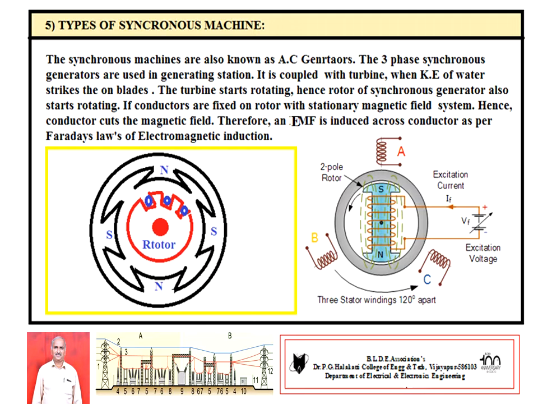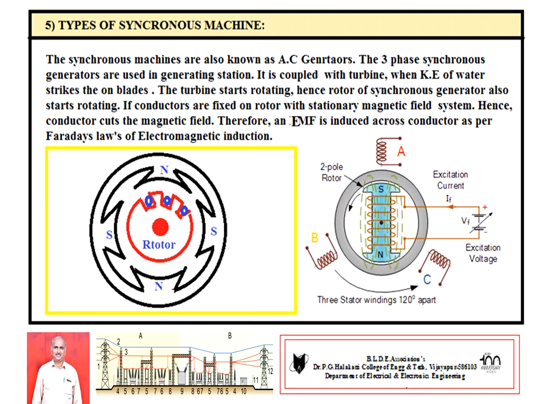because it is more advantageous. In all power generating stations, such types of alternators are used. Again, what are the types of poles? We have two types of rotors, and respectively two types of synchronous machines: salient pole and non-salient pole.